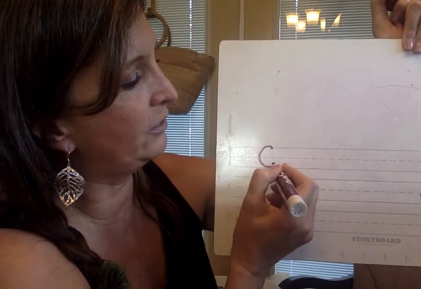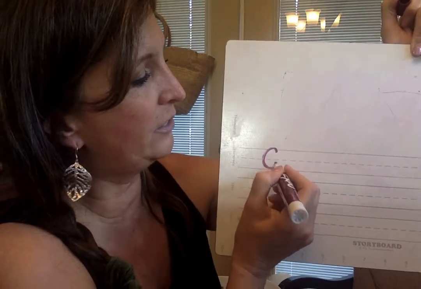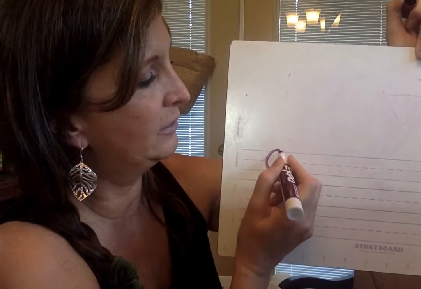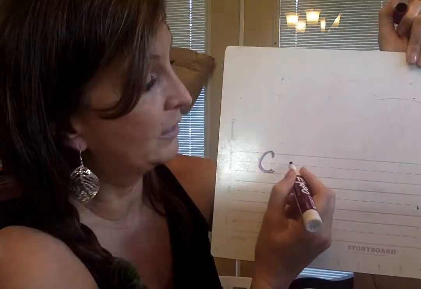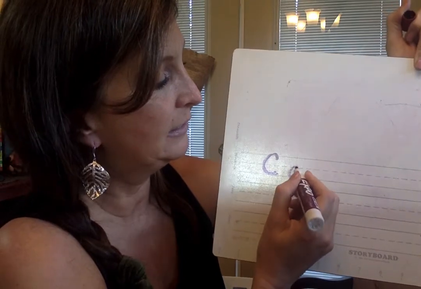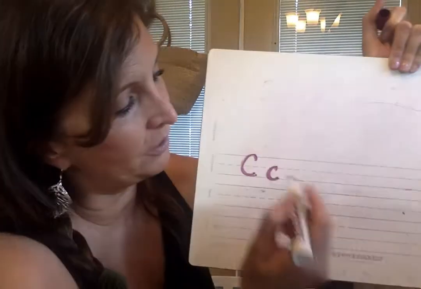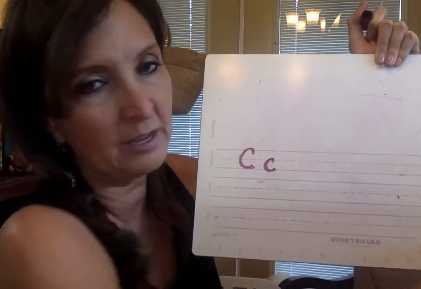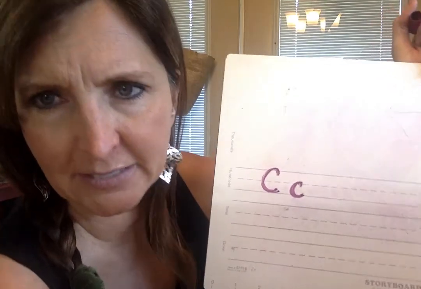C says k. I want you to do it 3 times. Ready? C says k. C says k. C says k. Now let's do lowercase c. C says k, C says k, C says k. When this video is all finished, I want you to write all the way to the end of the line. And every time that you write your letter, I want you to say, C says k.